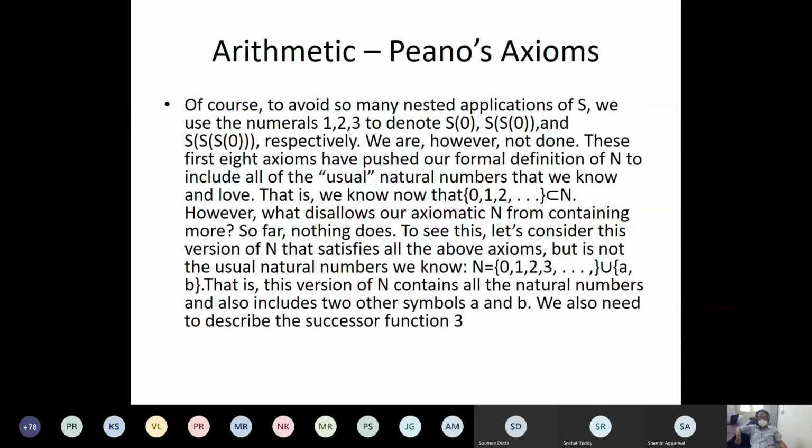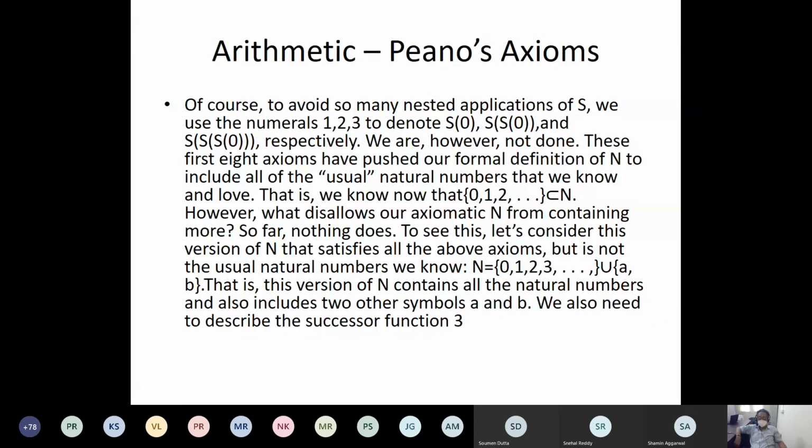However, what disallows our axiomatic n from containing more? So far, nothing does. To see this, let us consider this version of n that satisfies all the above axioms, but is not the usual natural numbers. We know that n is equal to 0, 1, 2, 3, etc. union the set A, B. That is, this version of n contains all the natural numbers and also 2 other symbols A and B.